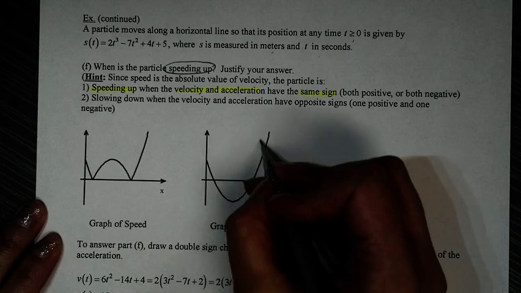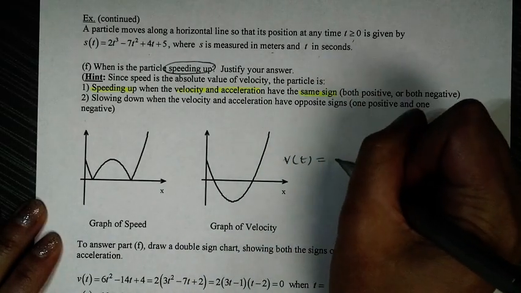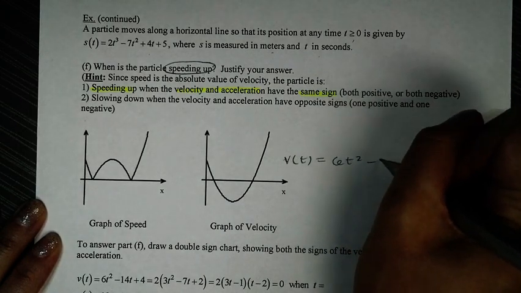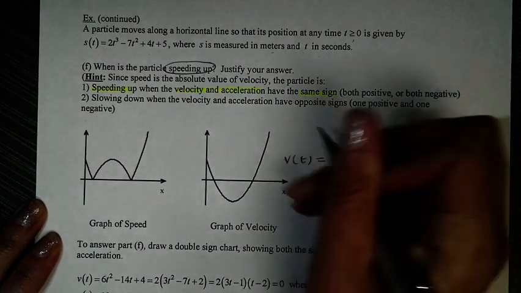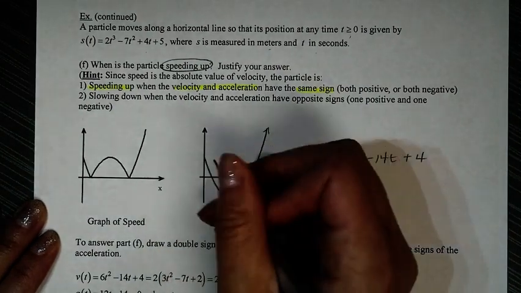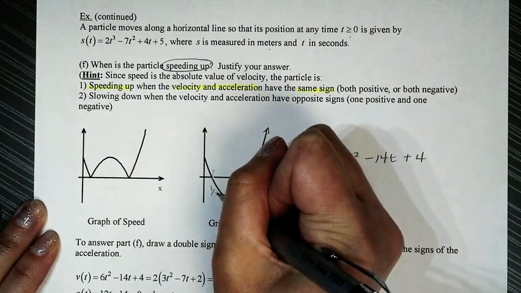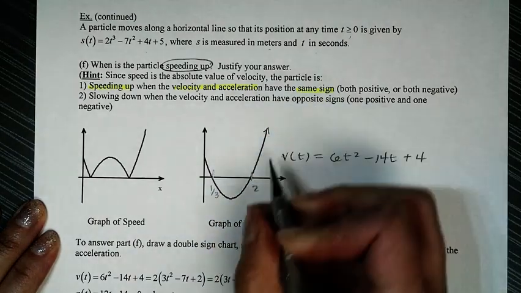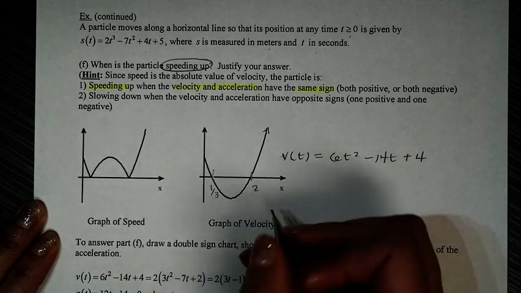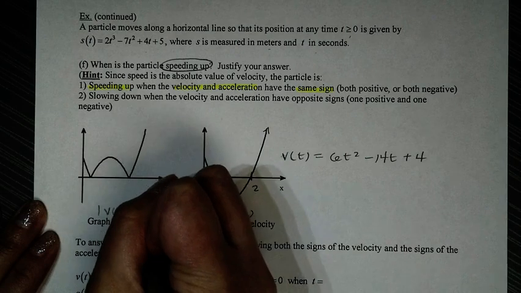Now, you can see the difference between speed and velocity. This is the graph of the quadratic function that we have. If I remember correctly, velocity was 6t squared minus 14t plus 4. So the equation would look like this, and the domain goes from 0 to infinity because we don't have negative time. You can see that here the intercept is 1/3, and the other intercept is going to be 2. So this is the graph of velocity. But what happens when you take the absolute value of the situation?